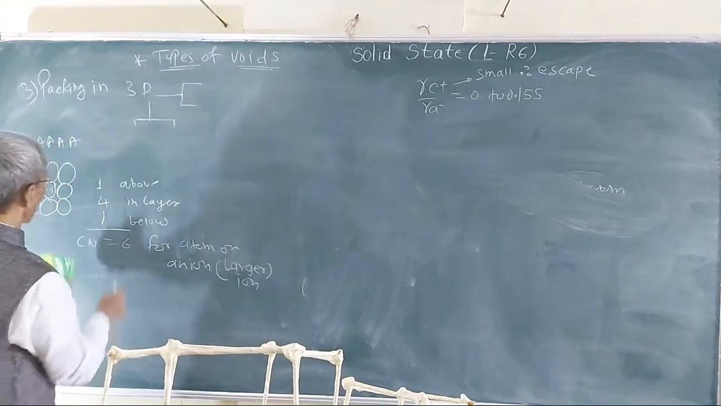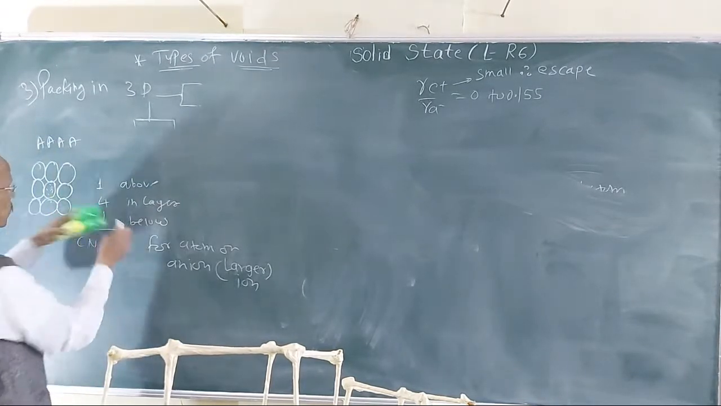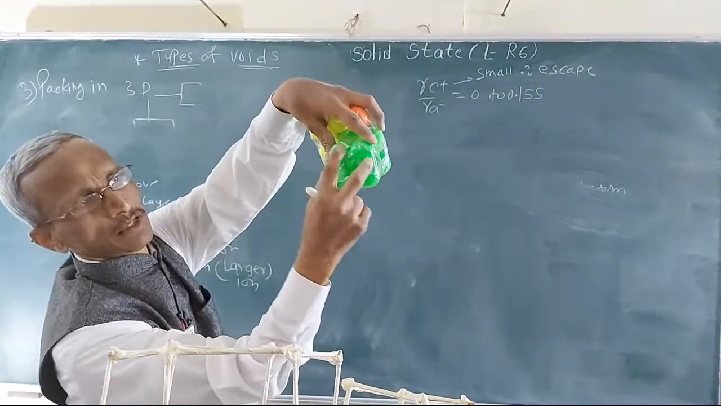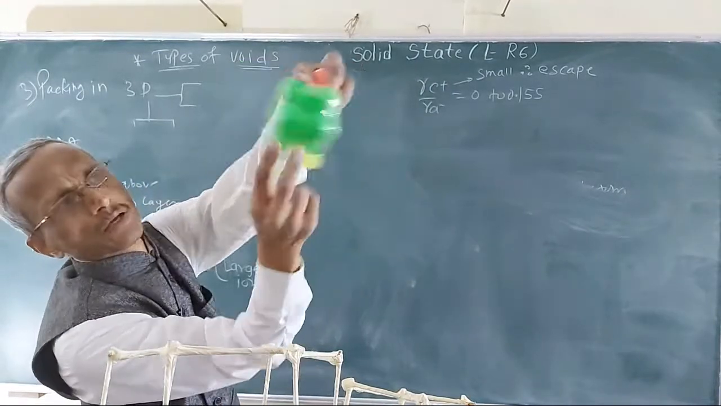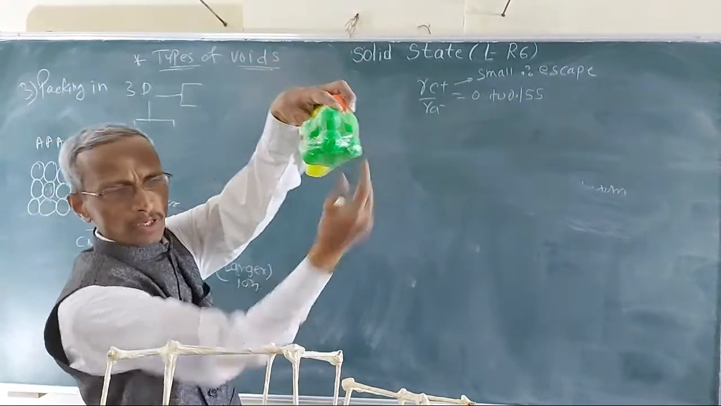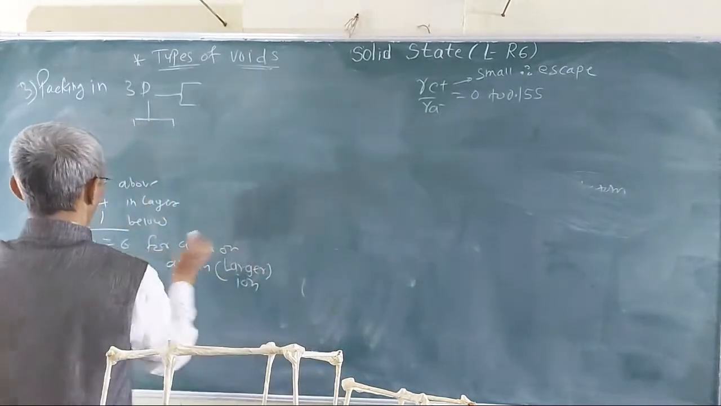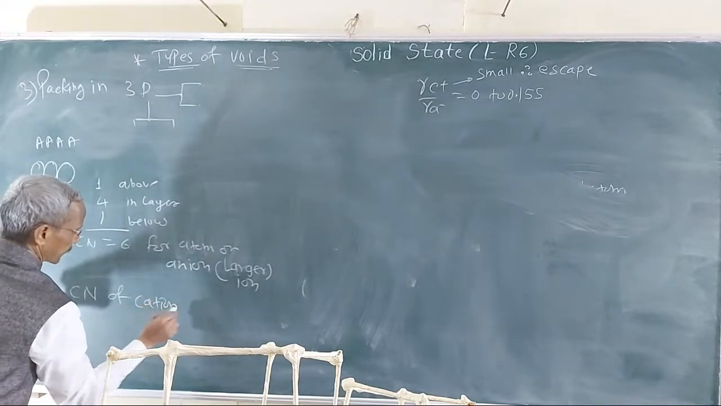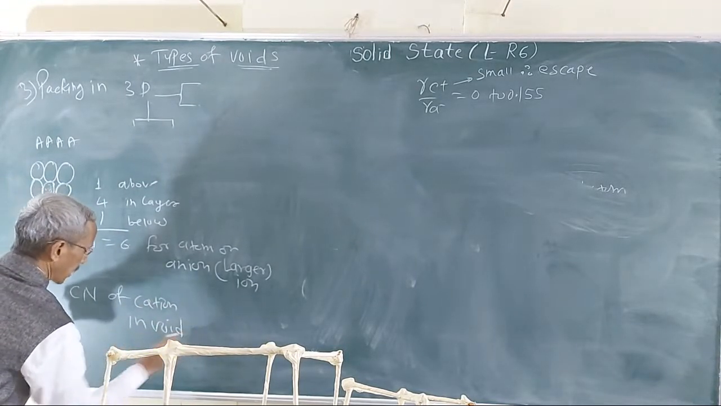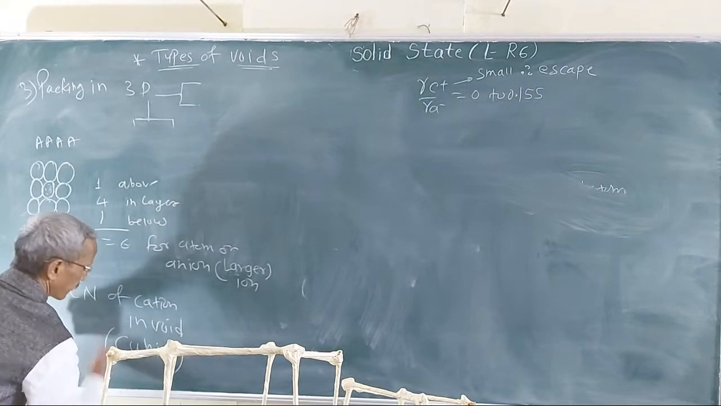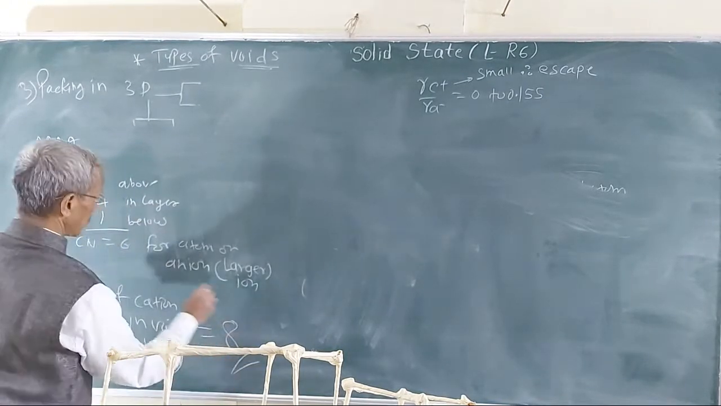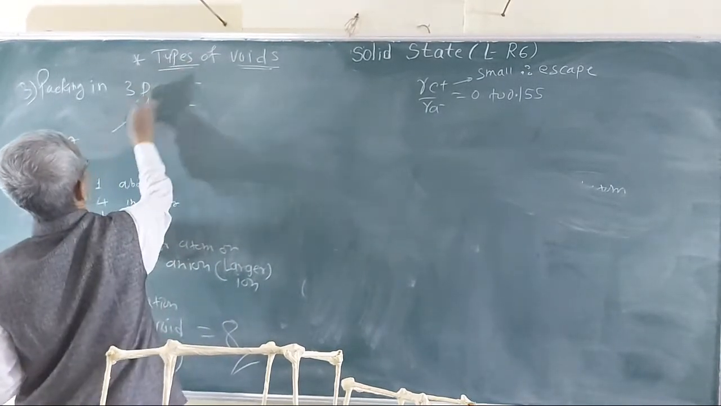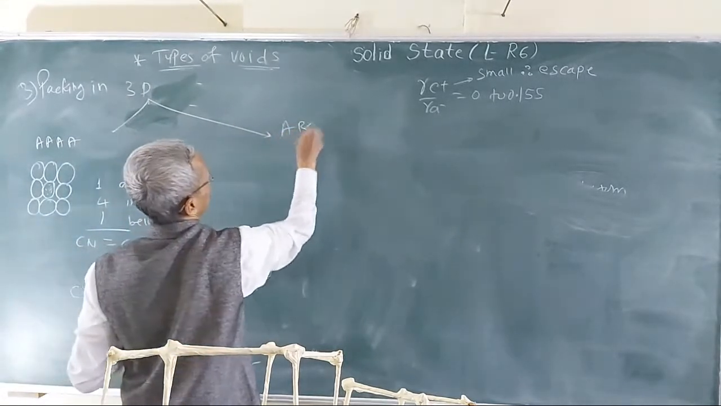So here if you consider the cube form, the void inside, one can observe there are 8 atoms. These are the 4 and these are the 4. So here at the center the coordination number of the cation in the cubic void is equal to 8. So this is the difference. Now consider the second type, the AB type.